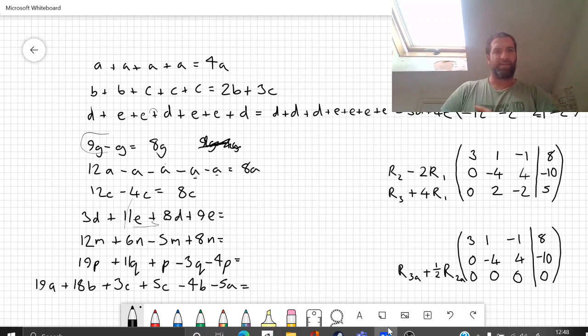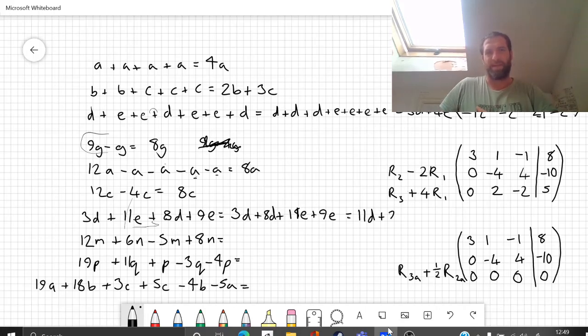This one again, they're scattered throughout, so we'll put them together. 3D plus 8D, and we've got plus 11E, and plus 9E. So we've got 3D plus 8D, well, that's equal to 11D. And then we've got 11E plus 9E, so we've got plus 20E. Just counting, so it's quite simple at this point.